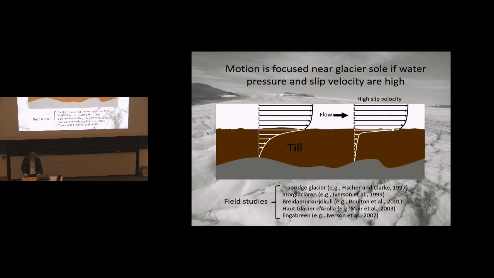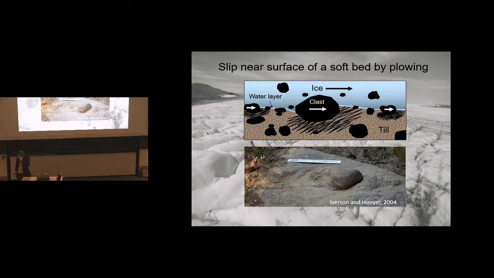So how does this happen? Why might strain be focused near the glacier sole? What I have argued in a few papers is that it happens by plowing. This is something we in Iowa understand very well.